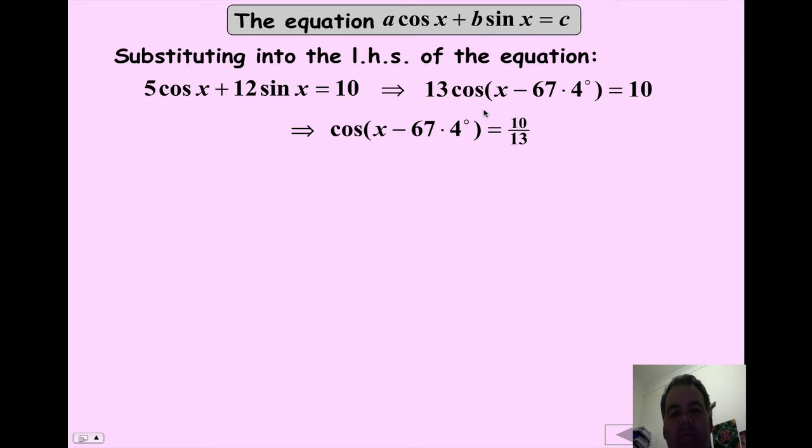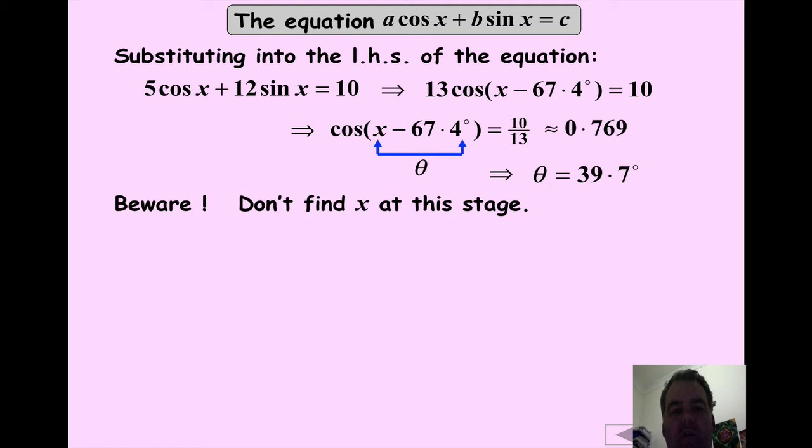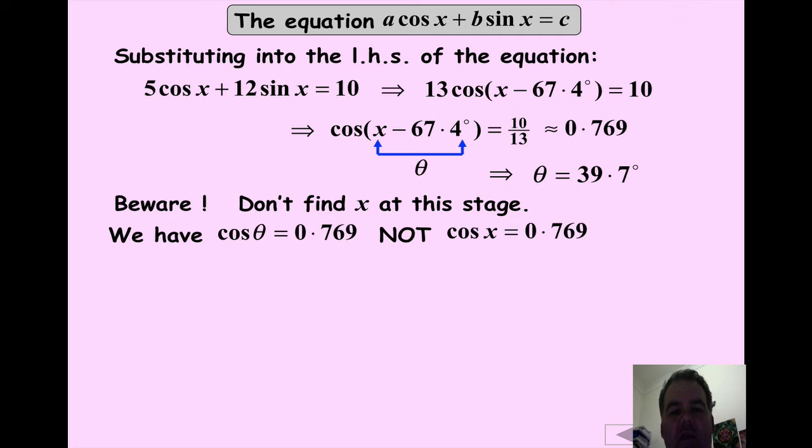Divide by 13. Take the inverse cos of both sides. We'll call that theta if you like. And we get theta equals 39.7. Don't find x at this stage. We've got cos of theta, or cos of x minus 67.4 equals 0.769.